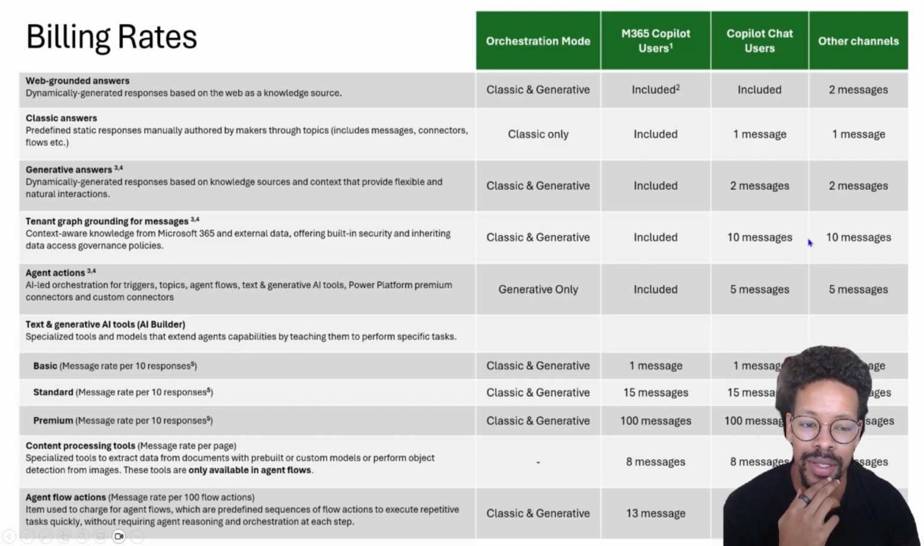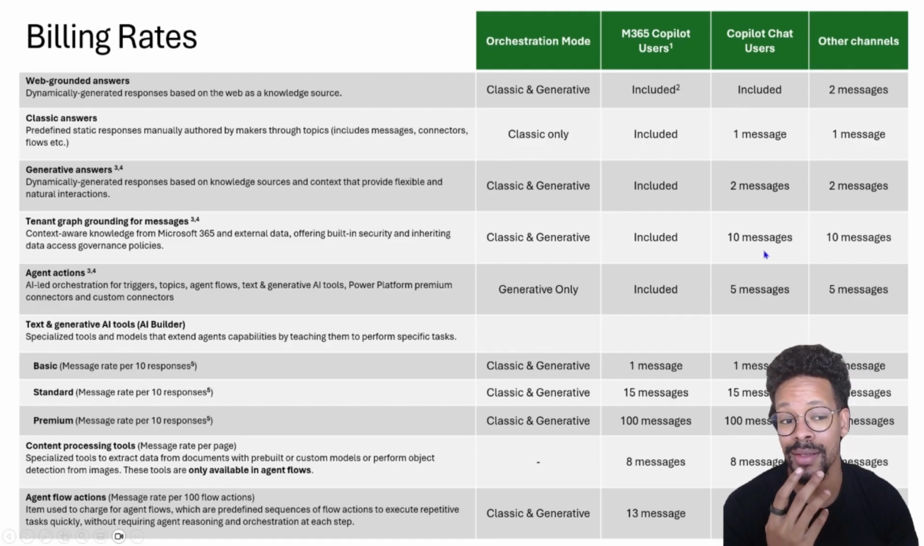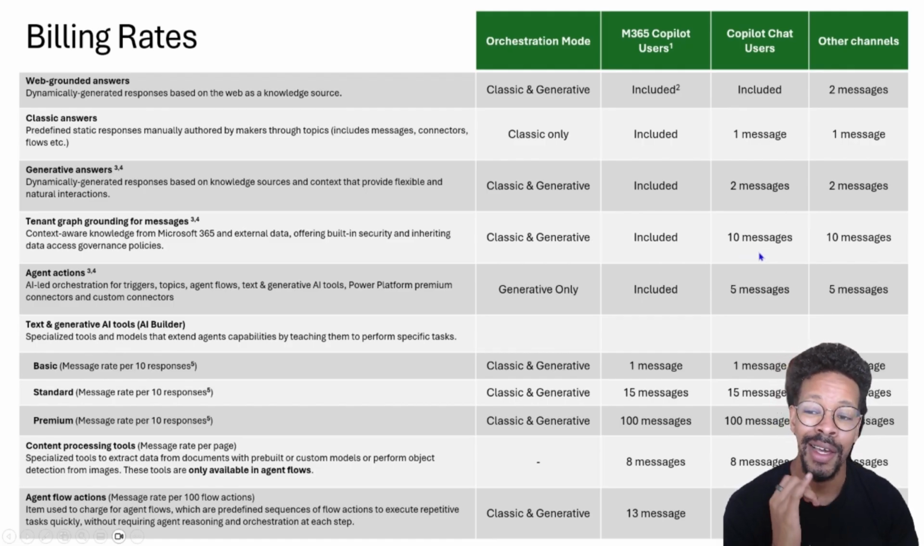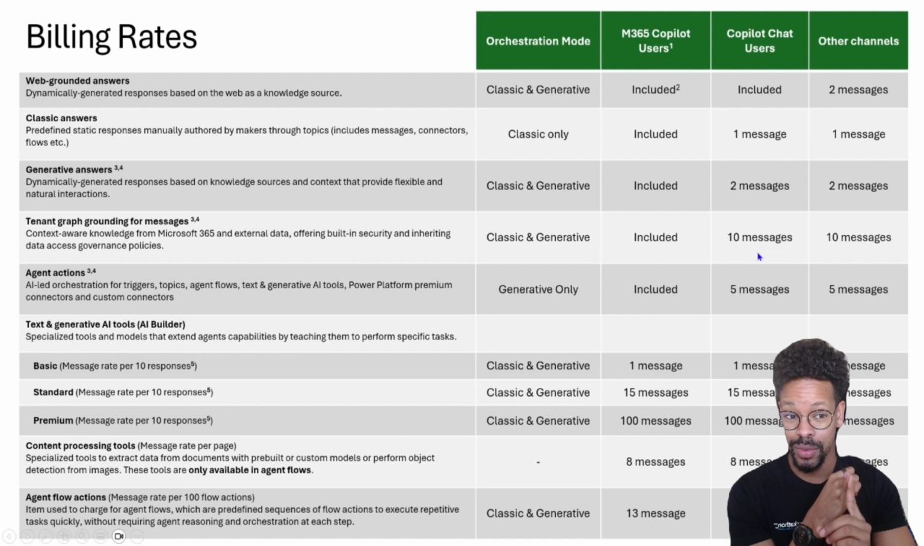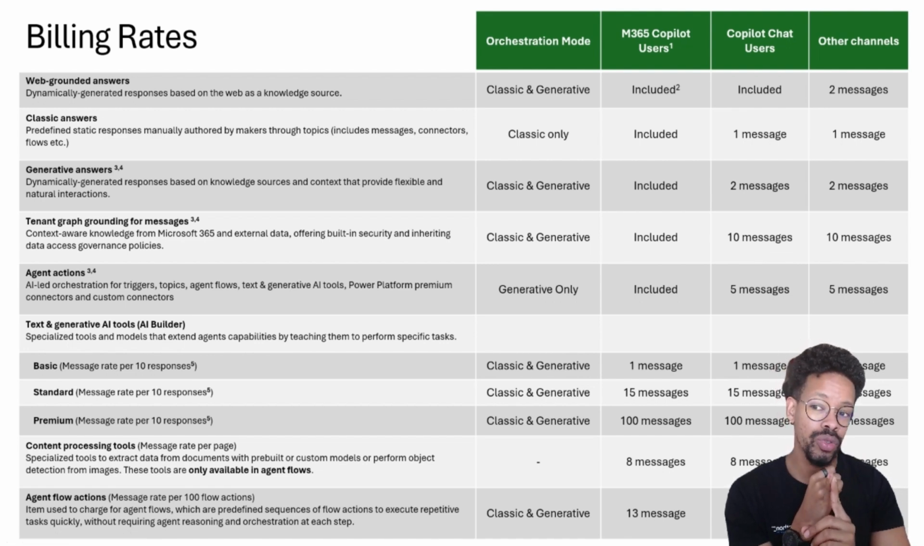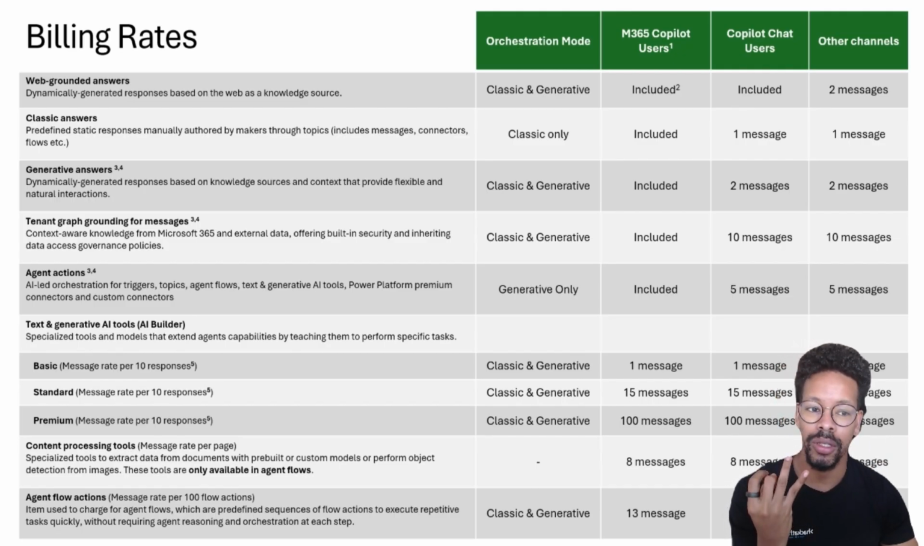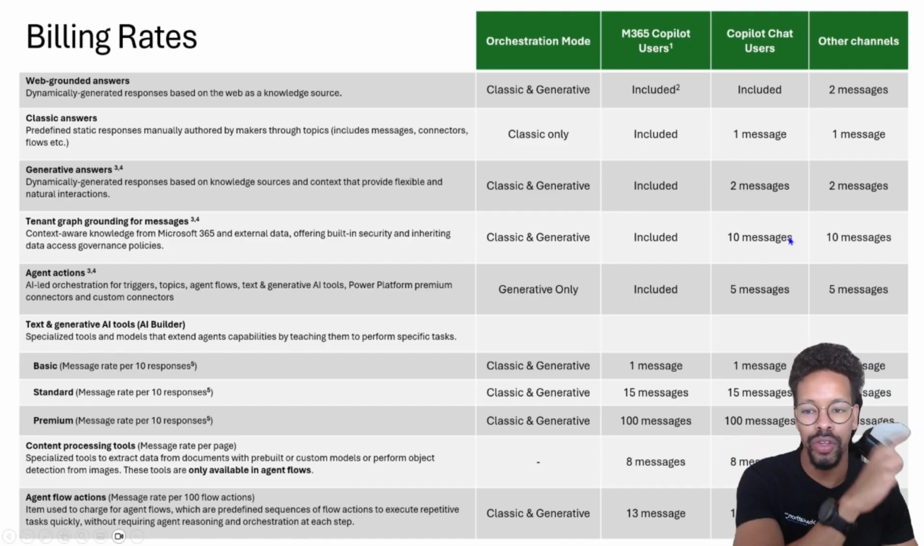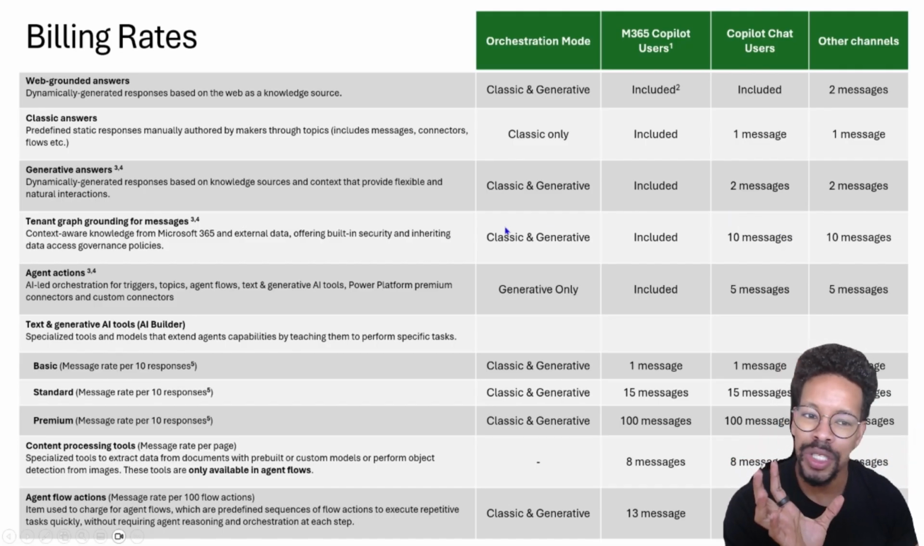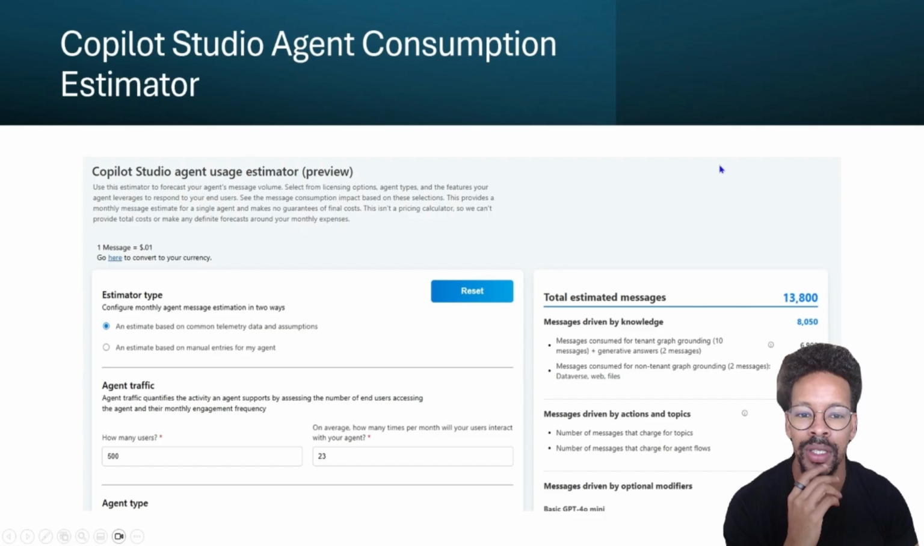This is 10 messages. So if you don't have the M365 Copilot license, you pay 10 messages to get an answer from SharePoint. On top of that, we use generative answers to actually get this from SharePoint. So that is 12 messages in total. So you get these two together for a query towards SharePoint or OneDrive. So hope this explains a little bit how this works.